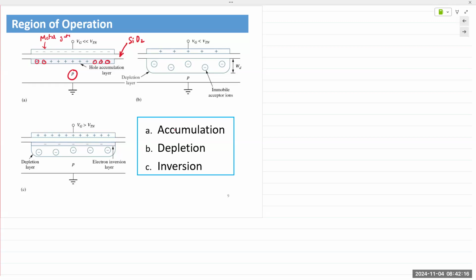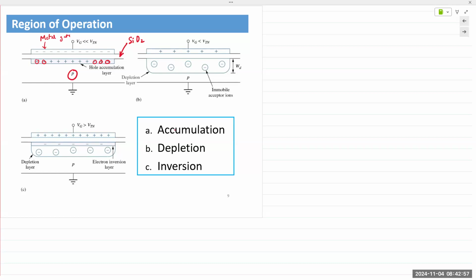Now, as the gate voltage is made increasingly positive, you increase the voltage. Right now it's negative, but you're increasing the voltage. At some point, the junctions get reverse biased. Hold on to your thoughts. The drain and the source junctions are reverse biased. So here, as the voltage turns positive, now instead of negative charges, you have positive charges.